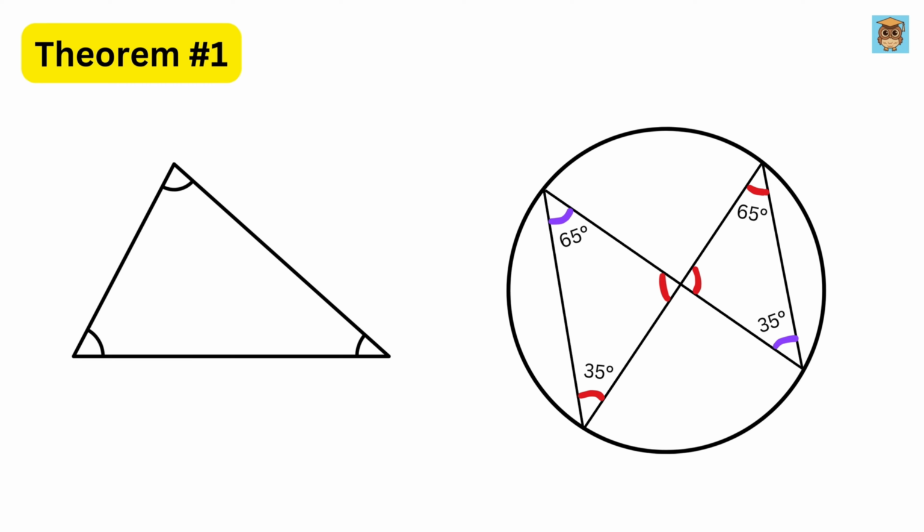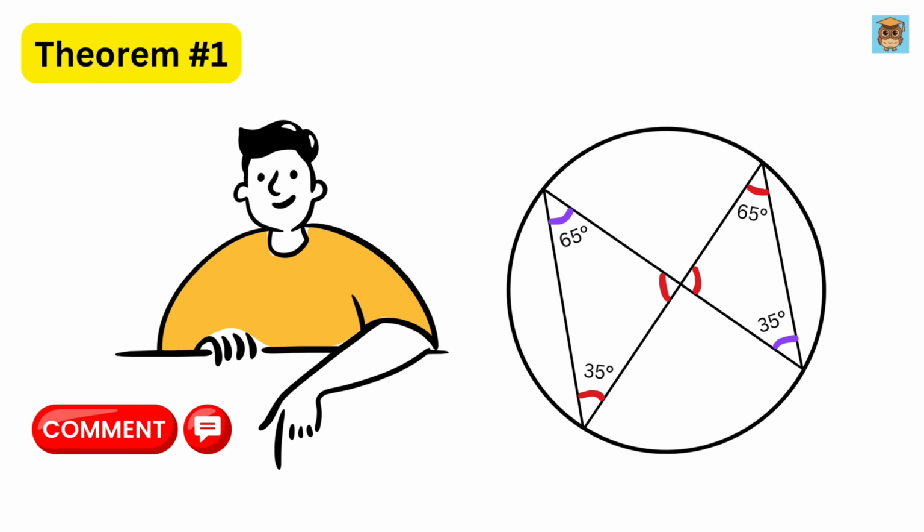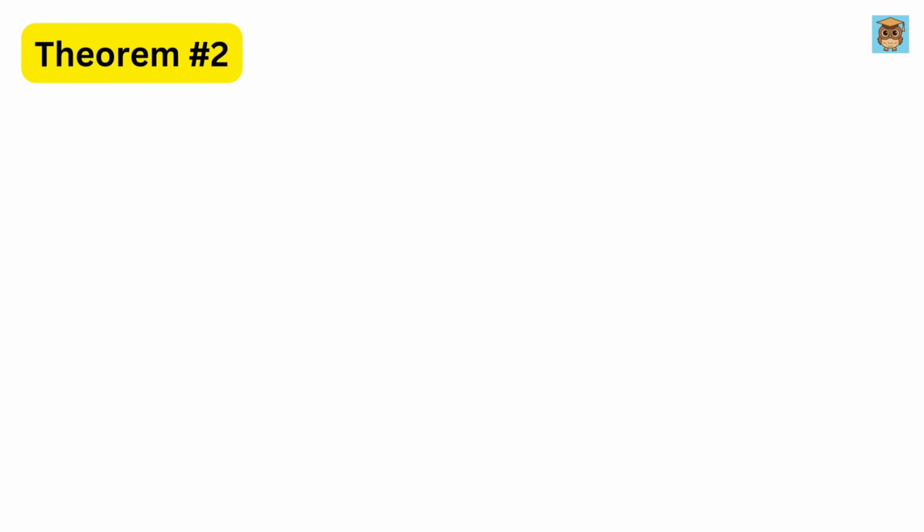Now, the sum of all angles in a triangle is 180 degrees, so can you tell me in the comments, what will be this angle? Let us move on to theorem number 2.